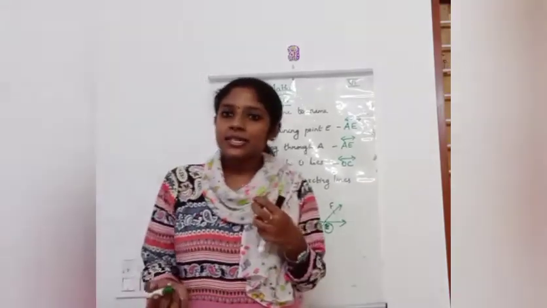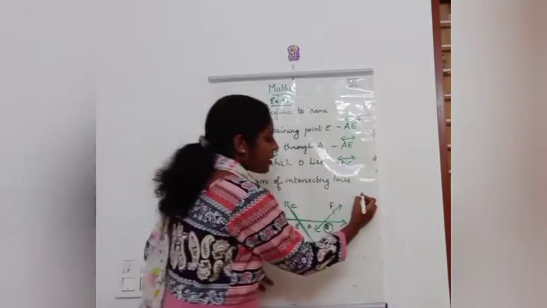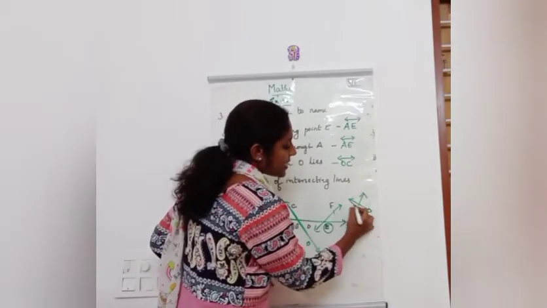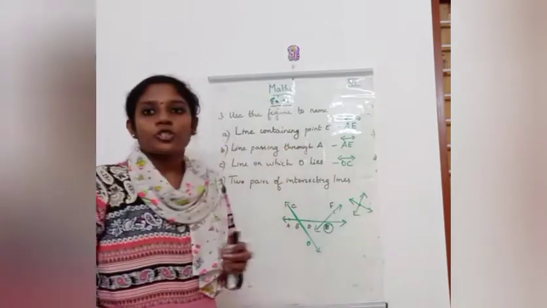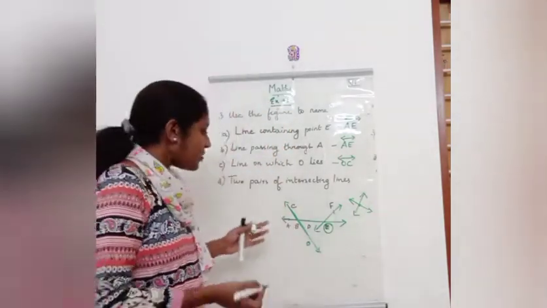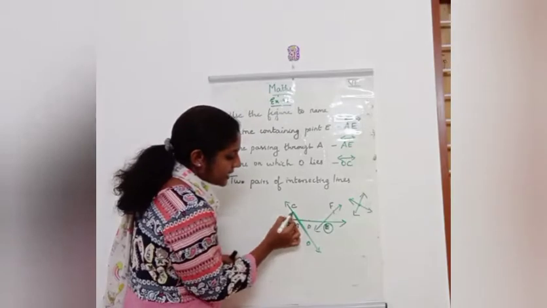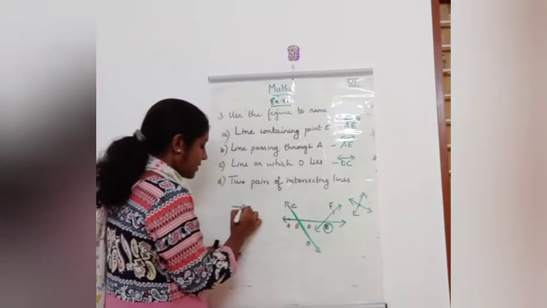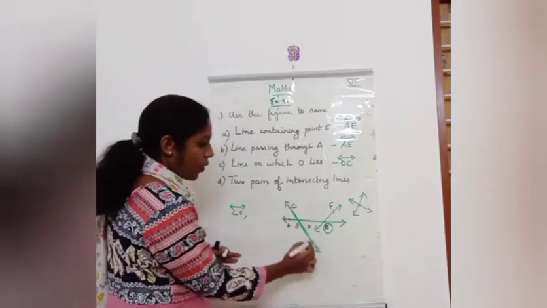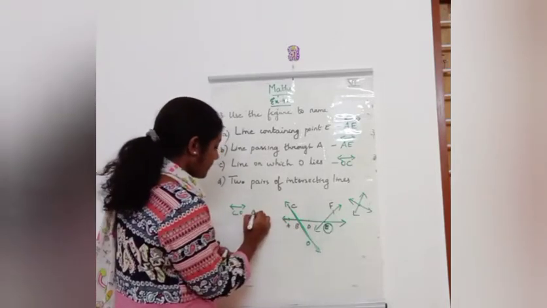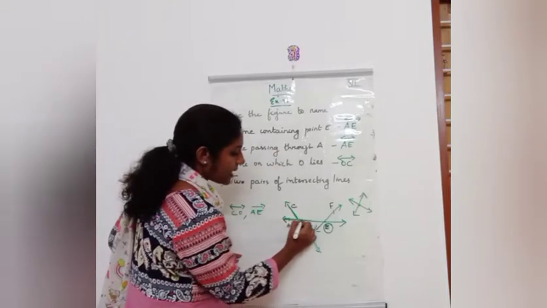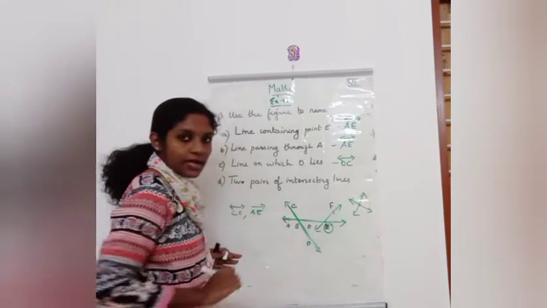So what is an intersecting line? This is an example of an intersecting line. That is, two lines which meet at a point, and the point is called the point of intersection. Okay, so from here you can see two intersecting lines. Here this CO is an intersecting line. Put the line name on top. CO and AE. This is an intersecting line, is it? The point where the line CO and the line AE intersect is B.